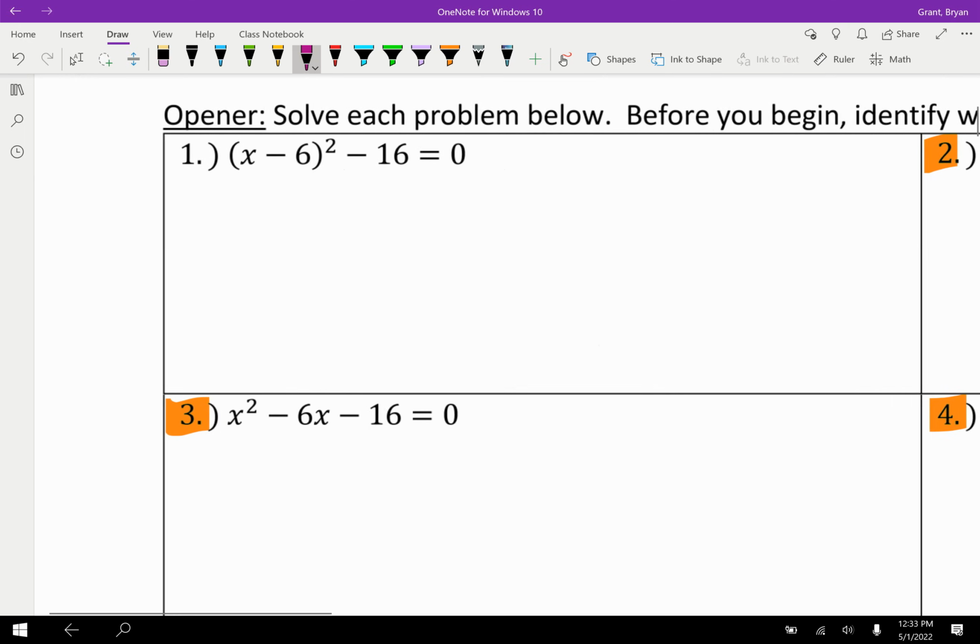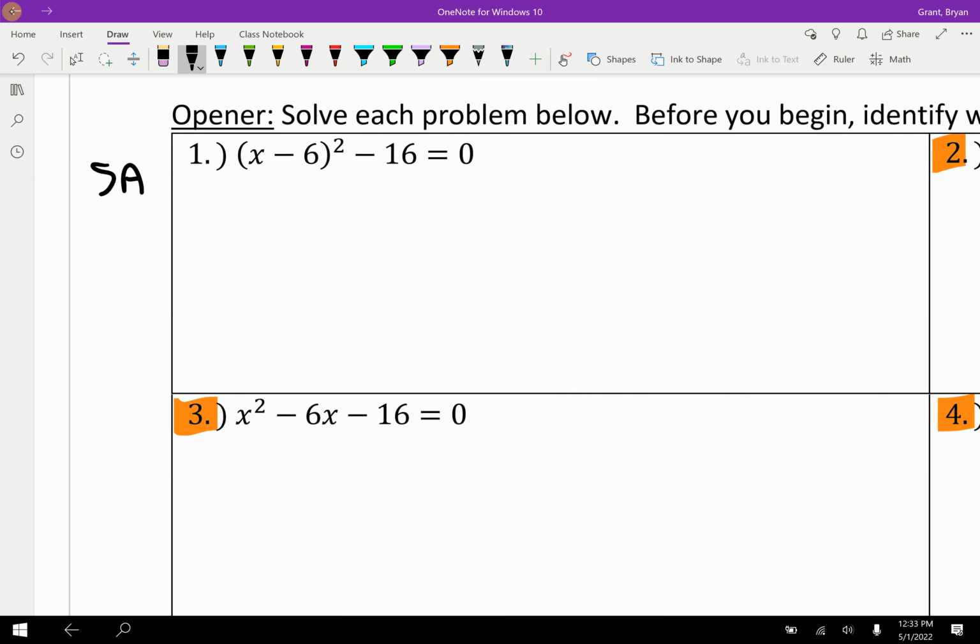Problem 1 has a single x, which means we're going to use SADMAP, right? Nothing too bad. And before we start, we need to identify how each of the numbers are attached to x. We have this 2, which is, of course, an exponent. We have the 16, which is subtracting. And then we have a 6. The 6 is inside the parentheses, so I'm just going to say parentheses there because we can't get to the 6 until we undo everything on the outside.